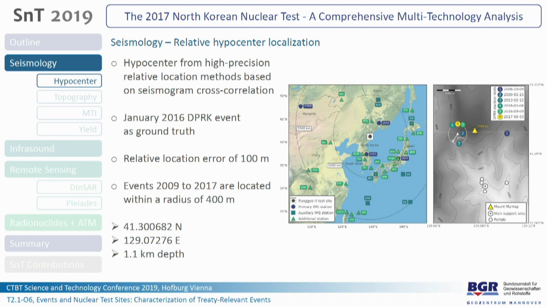To achieve this, we calculate the relative locations of the tests to each other, and then using data from remote sensing, InSAR data, we fix the location to the known location of the January 2016 test. We have a relatively low error of around 100 meters, and here you can find the location that we estimate for the last test. We also come up with a depth of around 1.1 kilometers using this method.